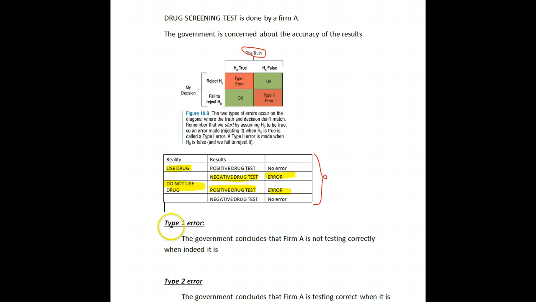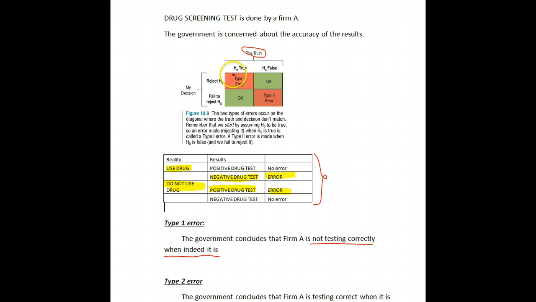Now, a type 1 error is a situation where the government concludes that firm A is not testing correctly when indeed it is. So that is what is here. H0 is true, so we're assuming that, hey, status quo, the company is signed off and licensed, so they are testing correctly. So H0 is true.